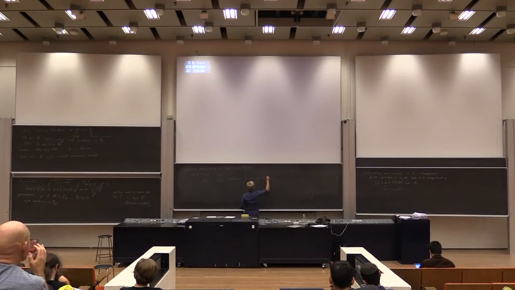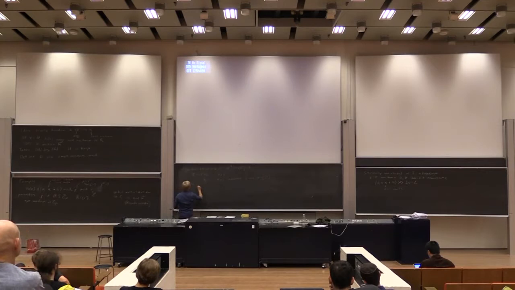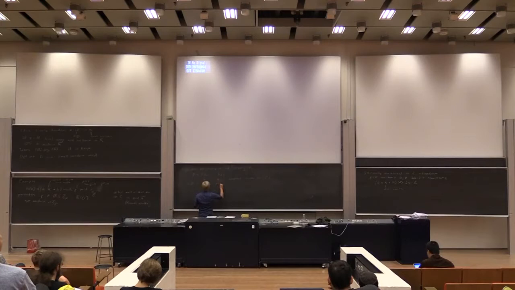Then to compute h of x, all we have to do is say that's equal to h_0 of x_0 plus h_1 of x_1, and so on up to h_{d-1} of x_{d-1}, and that's it. And the result is that this function that we've defined this way is also two-independent.